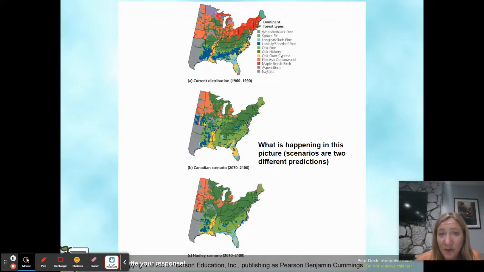It's not going to be the trees I said before, elm, ash, cottonwood, but maple, beech, birch. It's too warm for them and maybe not enough rain for them, and it doesn't fit the biome they need, the temperatures and conditions that they need, and so another species starts to take over. So those are the predictions for both of those models.